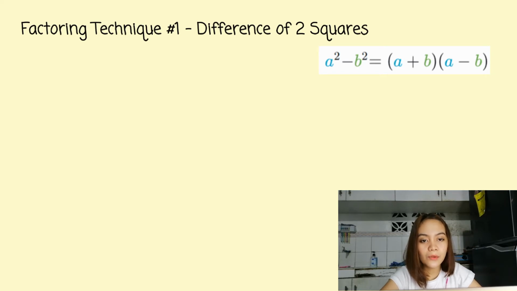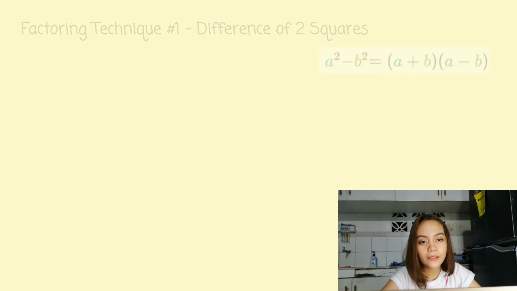So this is how we use a technique in finding the factored form of the difference of two squares. So once again, you need to know your timetable to be able to recognize this pattern. So make sure that you know your multiplication table really well to be able to understand factoring a lot easier.